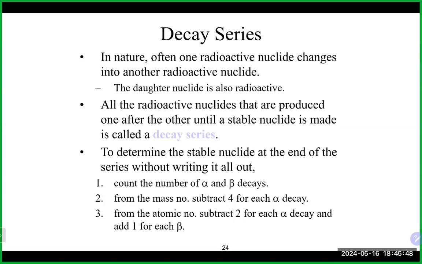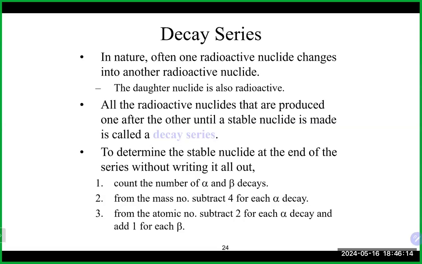Now, there's a couple of different ways that you can do a decay series. One way to do it is basically you just write nuclear equations. The product of your first nuclear equation becomes the reactant of your next one, and then the product of that one is the reactant of the next one. You just keep following through the decay process.